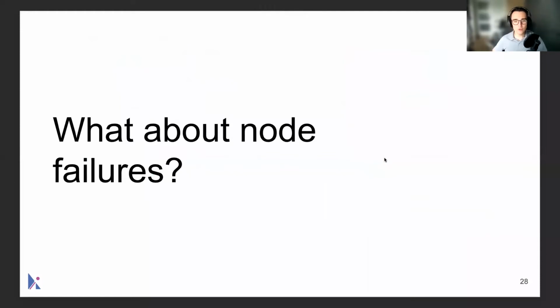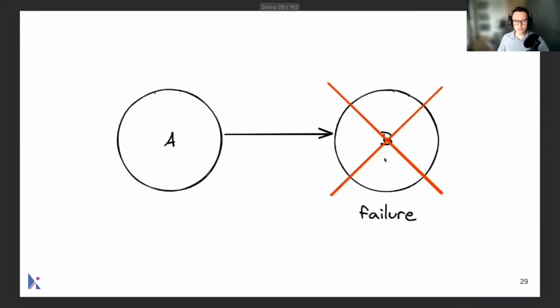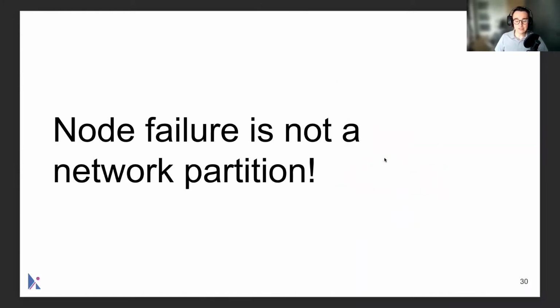Now the things will start to get a little bit more interesting. So what about the node failures? When we have two nodes, A and B, and A wants to call B for something, and B goes down, well, isn't it a kind of a network partition? It looks quite similar. Well, the answer is no, because the node failure is not a network partition, because the network partitions are about the network, about the connectivity, not about the node liveness.